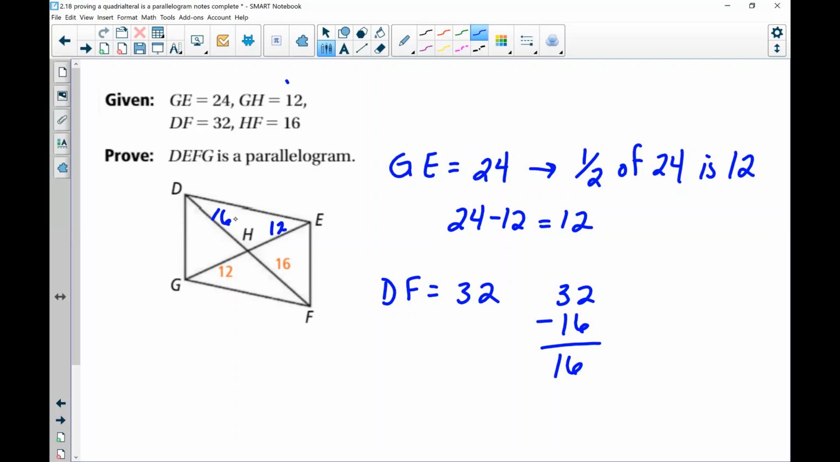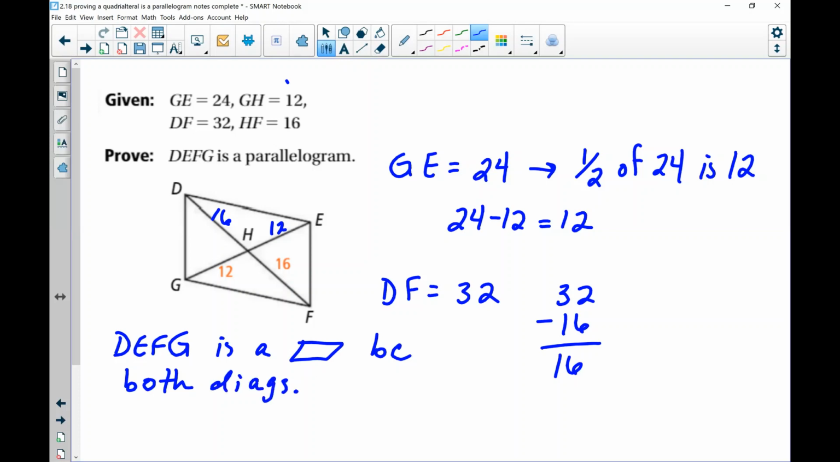So there we go. So since both of our diagonals are bisected, DEFG is a parallelogram because both diagonals are bisected.